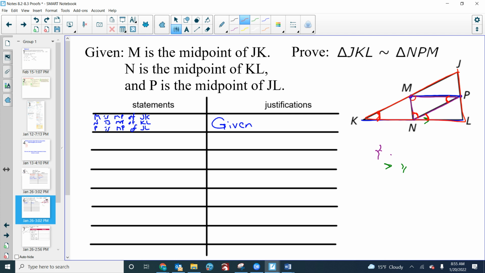Yeah. That would work. It would take 3 steps to get there. I'm not saying it's wrong, just maybe more steps. Do we all agree that if we wanted to use alternate interior, it might be a little bit forced? Like we could make it work, but it would take a few steps to get there. Do you guys agree with that? So let's go back to the other fact we know about the mid-segment.